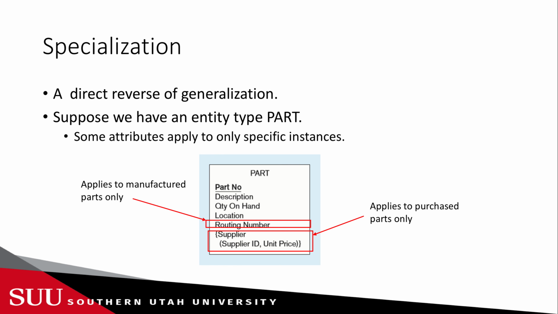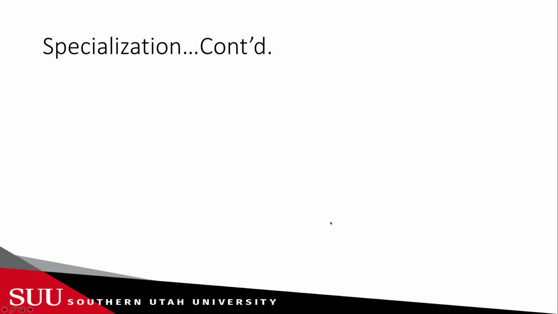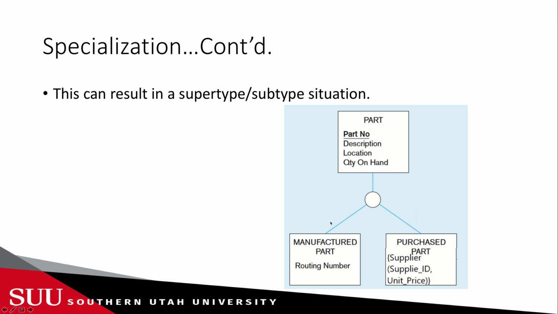So I can say my general entity is the one that is going to have all the shared attributes, which is the one surrounded by the blue line right here, and these are going to be in an entity that I'm going to call part. But then I will have manufactured part containing this attribute, and I will have purchased part containing this attribute. And this is how my ERD is going to look.